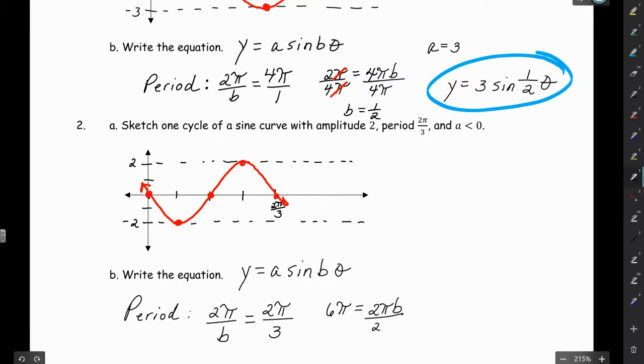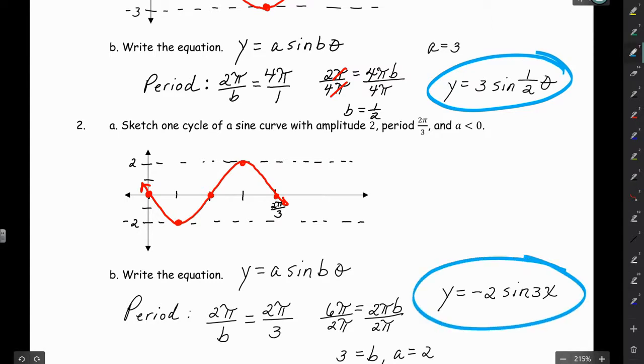Divide both sides by 2 pi. So on the left side, we end up with 3. On the right side, we have b, so we know b equals 3. And we were given the value of a is equal to 2. So our equation then is going to be y equals, now be careful, we said that a is less than 0. We had to reflect this curve over the x-axis. So we have a negative in front, then we have 2, the sine, the value for b is 3, and just for fun, I'm going to use x this time.